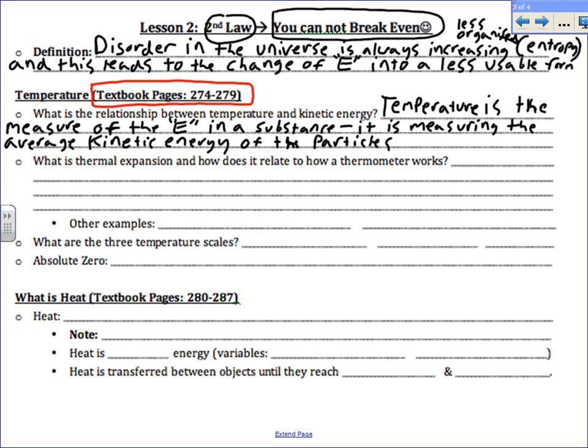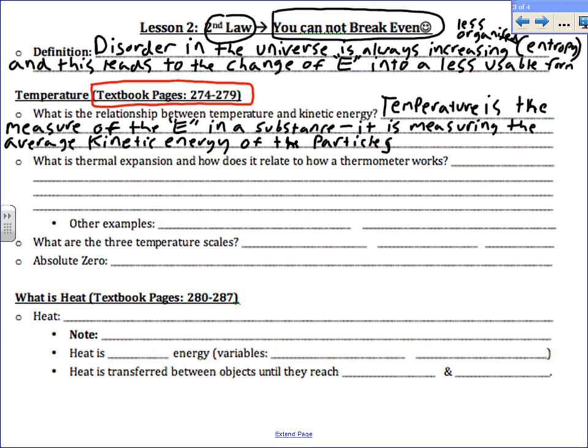And remember your unit on states of matter? You talked about how everything's made up of particles. Now, what it's measuring is the average kinetic energy of those particles. Those particles are constantly moving. It may not look like it, but that's what temperature is doing, measuring the average kinetic energy of particles. So when you look at temperature, you have to look at thermal expansion.